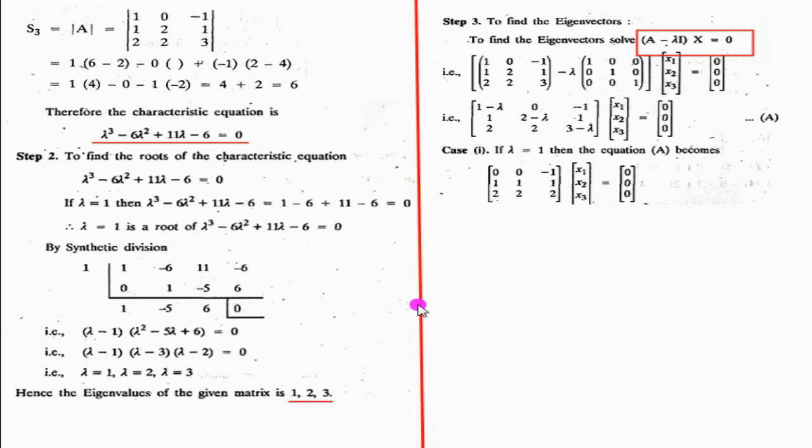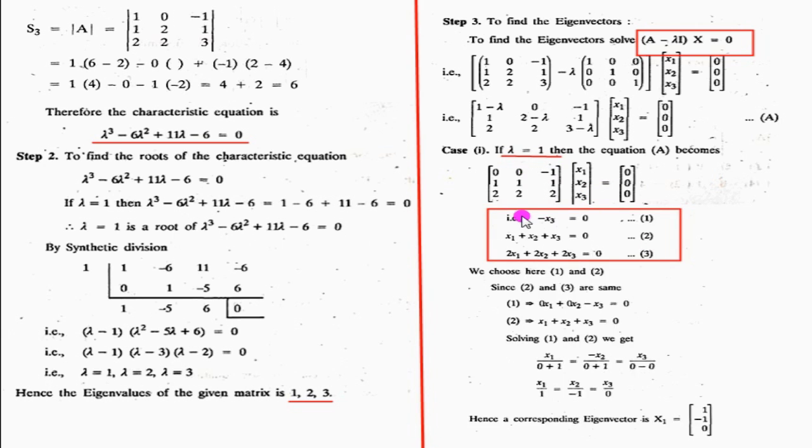Now we have to consider all three eigenvalues one by one to get the eigenvectors. First consider the first eigenvalue, lambda equal to 1. Substituting lambda equal to 1 in this equation, we get this form. From this form we can write these three equations. To get the eigenvector, we have to solve these three equations. One important point here: equations 2 and 3 are the same, hence we cannot choose these two equations to solve this. Equations 1 and 2 or 1 and 3 must be used.